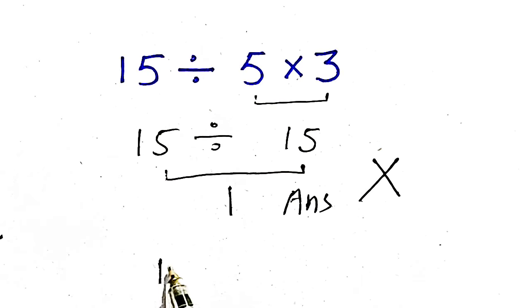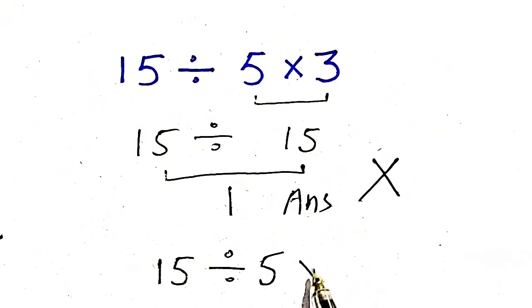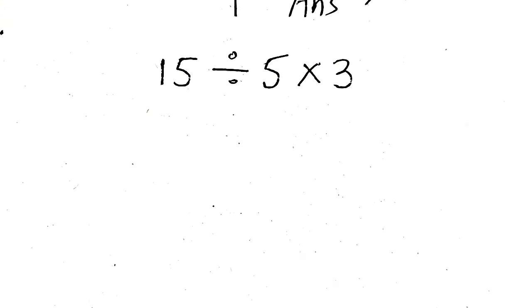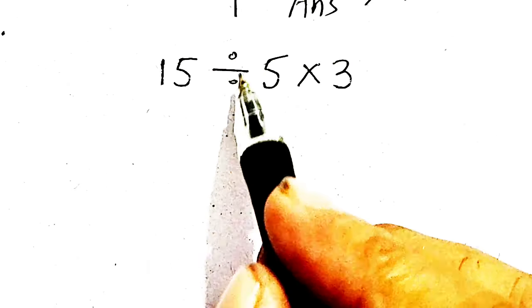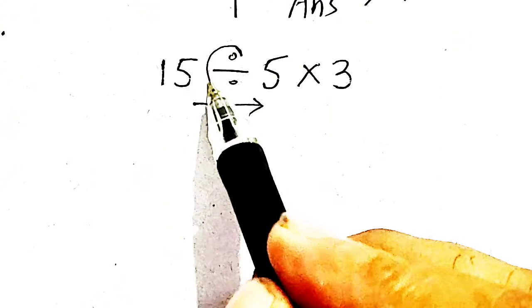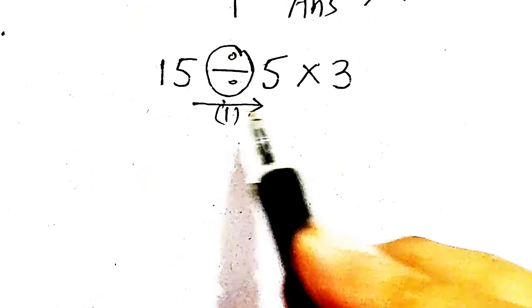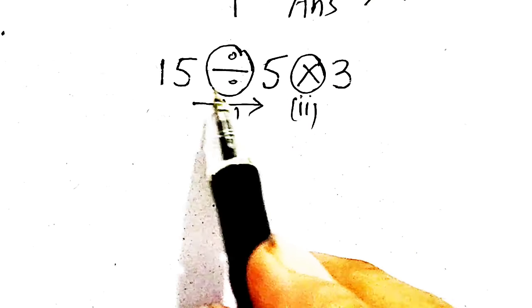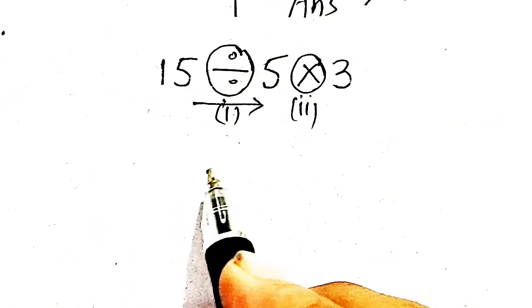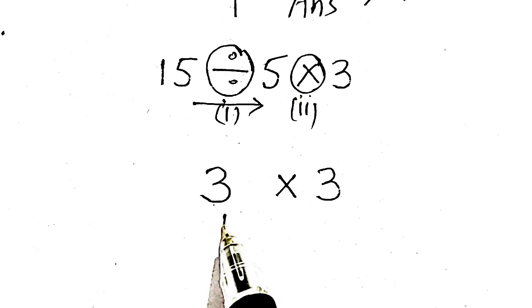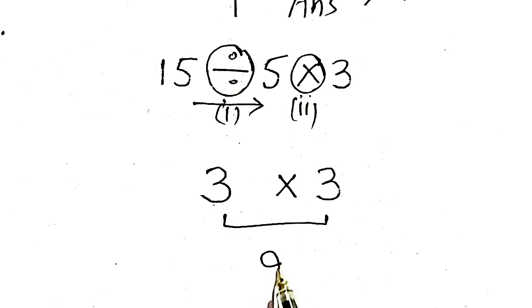So I will solve 15 divided by 5 times 3. First of all, when division and multiplication are in the same question, we have to move from left to right. That means we have to solve this division first and multiplication will be solved secondly. So 15 divided by 5 will be equal to 3 times 3. Hence 3 times 3 will be equal to 9.